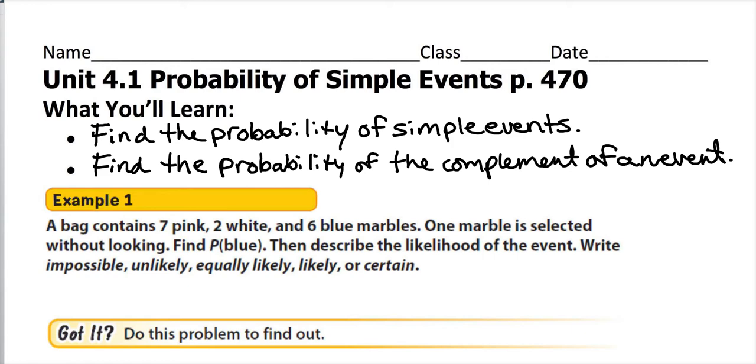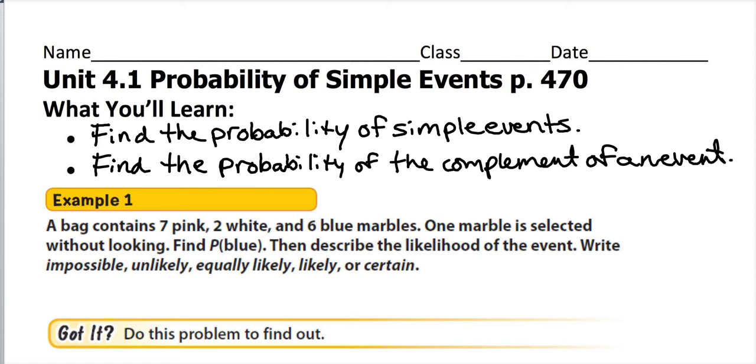All right, let's take a look at number 1. It says a bag contains 7 pink, 2 white, and 6 blue marbles. 1 marble is selected without looking. Find the probability of blue. Then describe the likelihood of the event. Write impossible, unlikely, equally likely, likely, or certain.